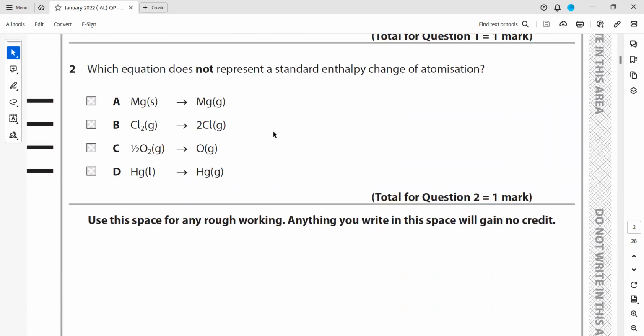Which equation does not represent the standard enthalpy change of atomization? Standard enthalpy change of atomization means when we produce atoms in a gaseous state. There should be 1 mole of atom, and the condition should be a gaseous state. This is 1 mole of atom, this is 1 mole of atom, this is 1 mole, but this is producing 2 moles of atom, so this is not atomization. It is twice the atomization of chlorine, because we want 1 mole of a gaseous atom. That is atomization.